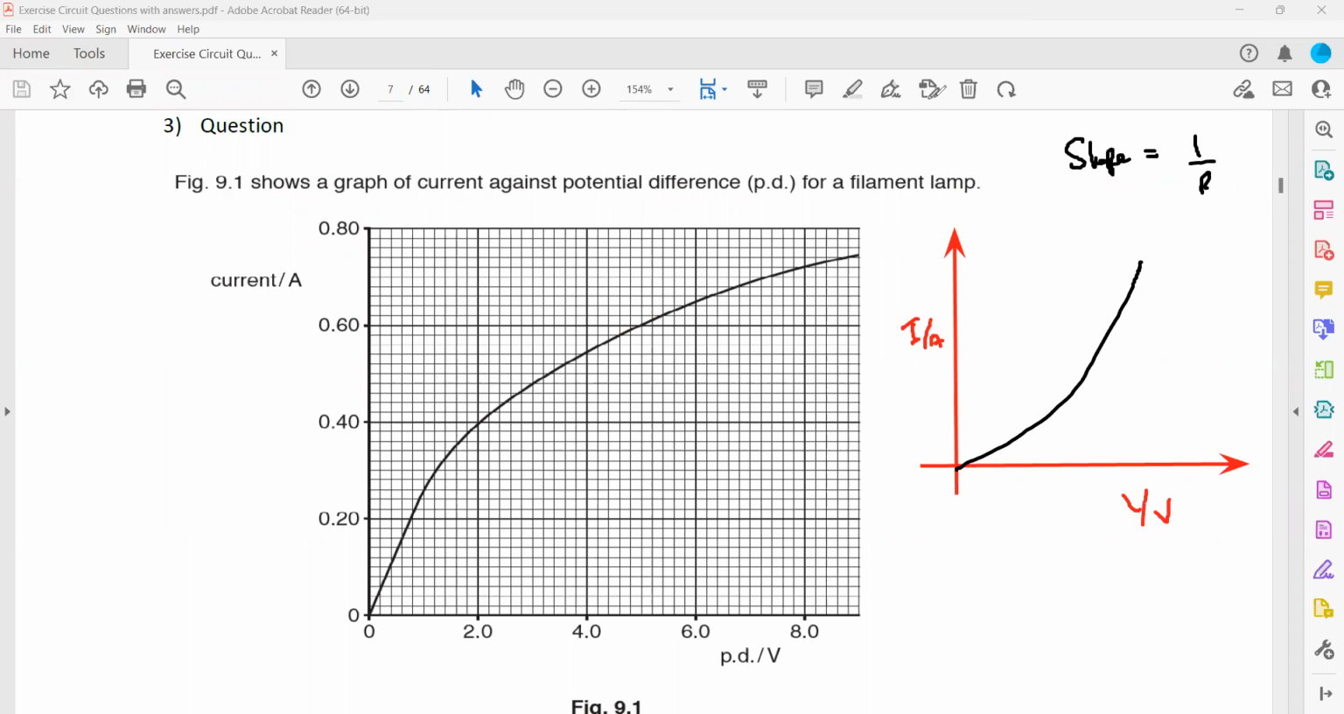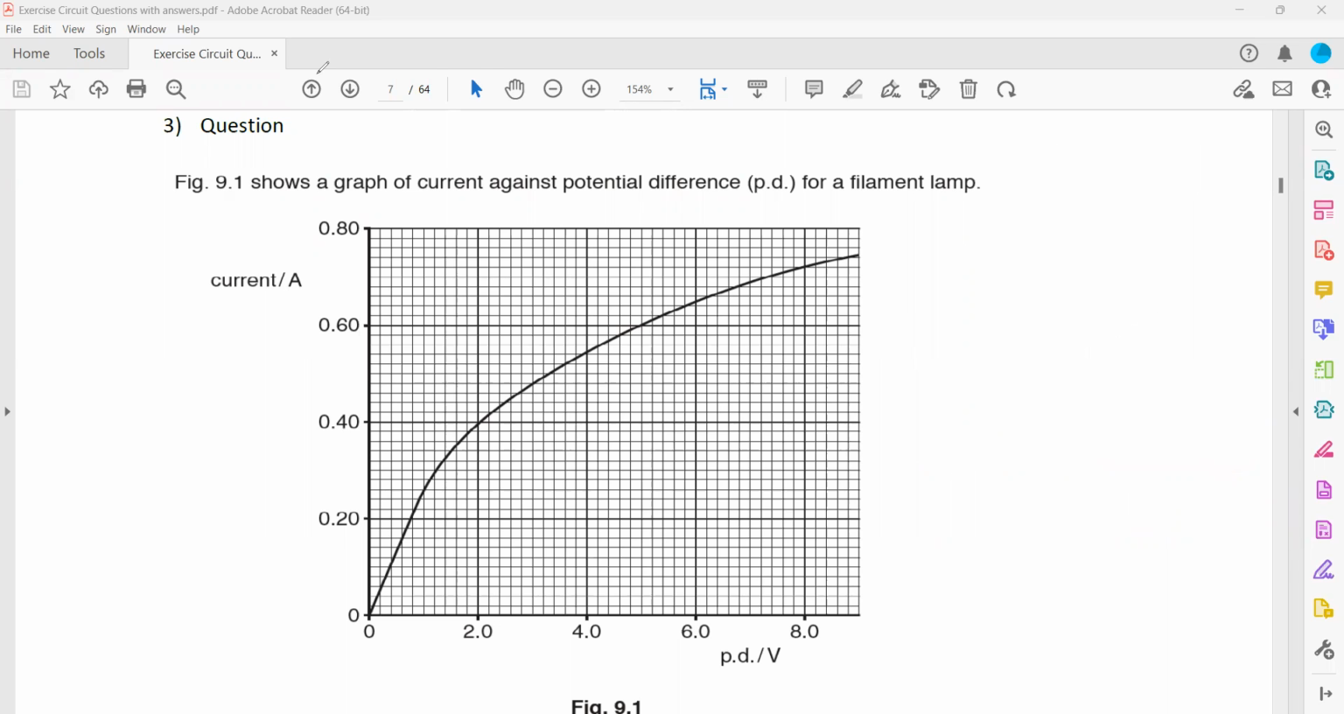And what if it was a straight line? So if it was a straight line through the origin, it means the slope is not changing. It means the resistance does not change. So we may have different types of graph. We may have a slope increase, slope decrease, or slope constant. So if the slope is decreasing, it means the resistance of the component is increasing.